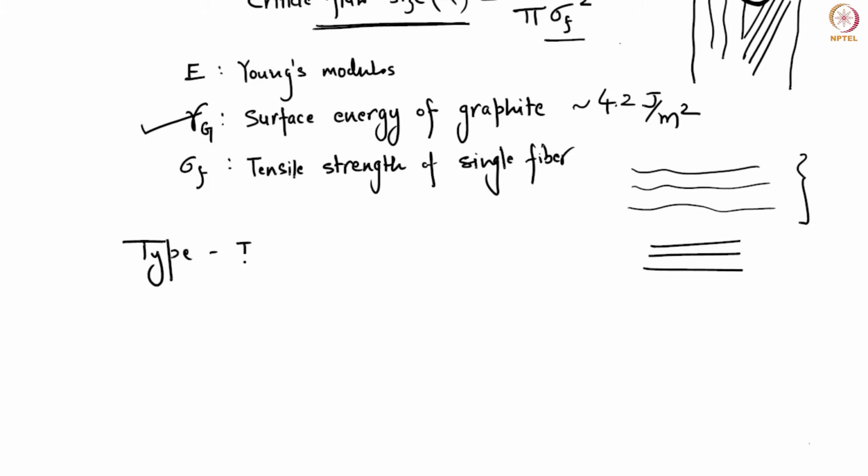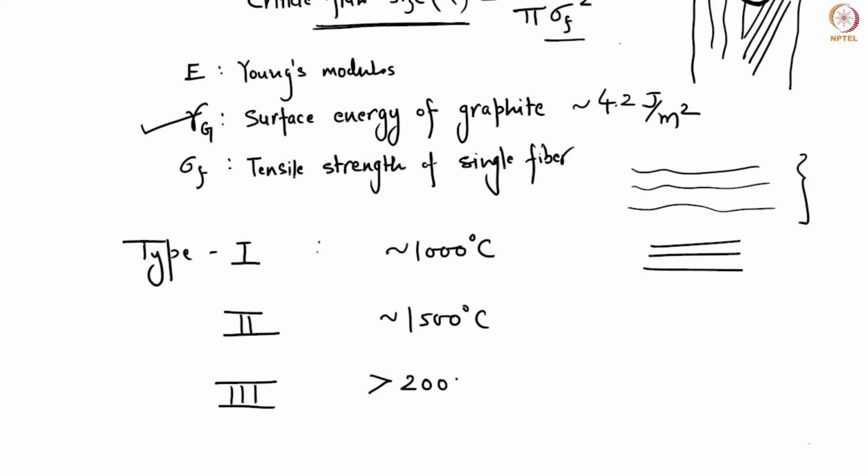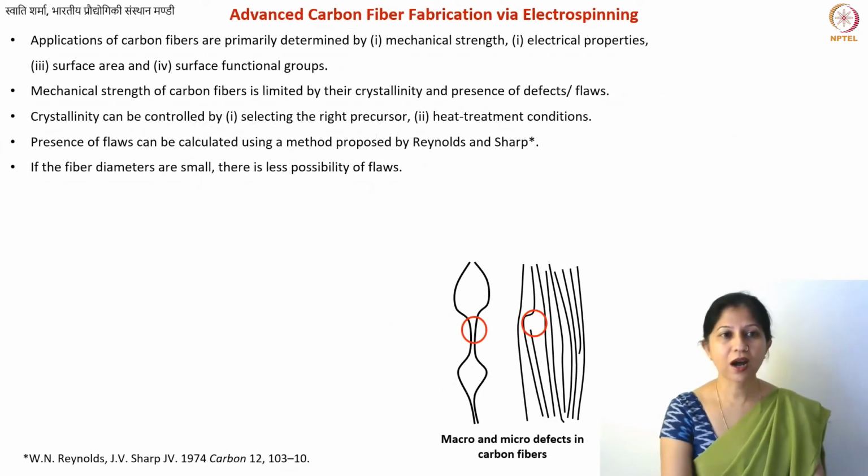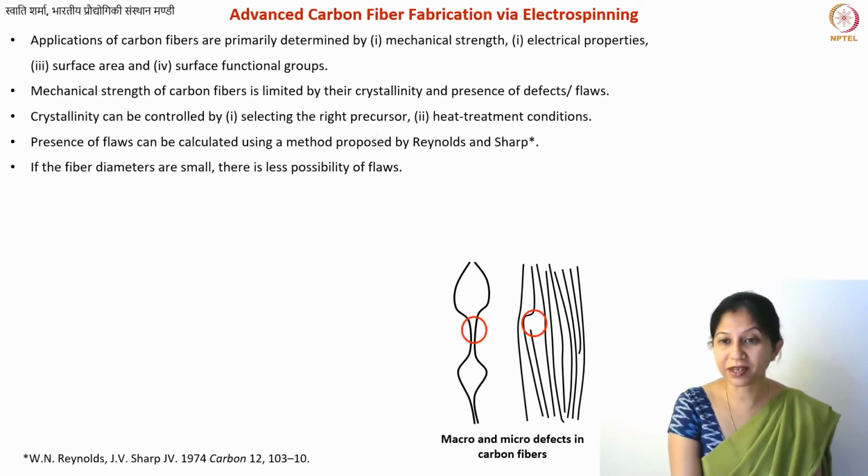So type 1 carbon fibers, and these are the industrial names, are prepared at approximately 1000 degrees centigrade. Whatever is prepared at, let's say, 1500, that is known as type 2 fibers, and type 3 fibers are those prepared above 2000 degrees centigrade. So you can decide which type of fiber and what conditions you require for a certain application. Okay, so now you already know that if the diameters are smaller, then there is a lower probability of getting the flaws.